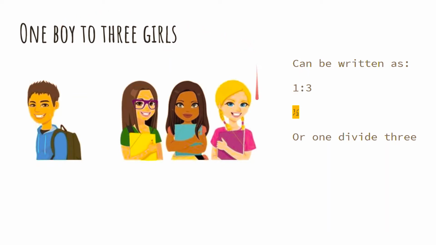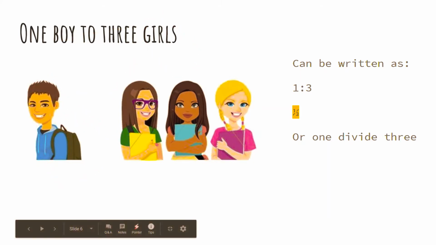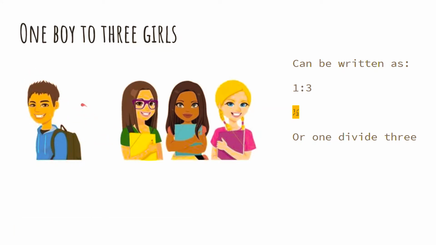You can look at it the opposite way, boys to girls. In this way it will be 1 boy, that is my mistake, to 3 girls. The other ways you can write this down would be 1:3, a third, that is 1 boy per 3 girls. Or you can say 1 divided by 3 in words.